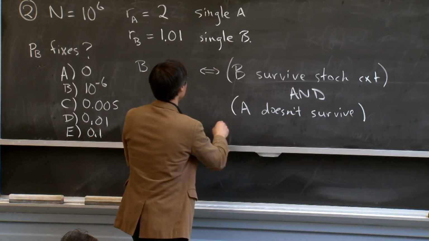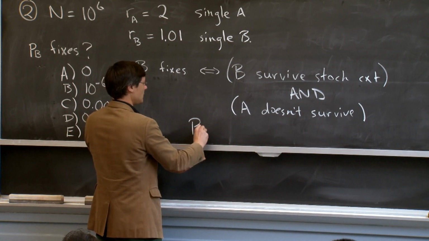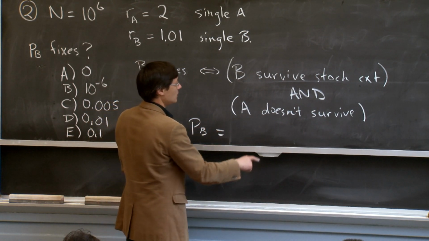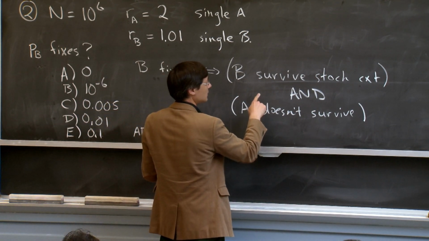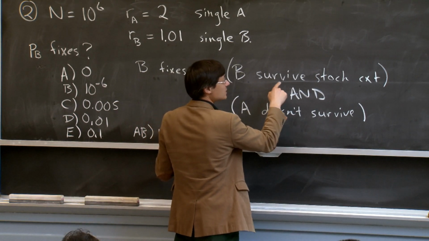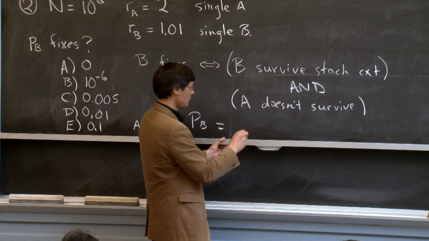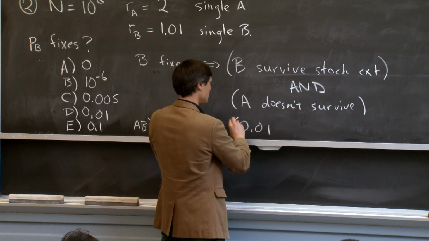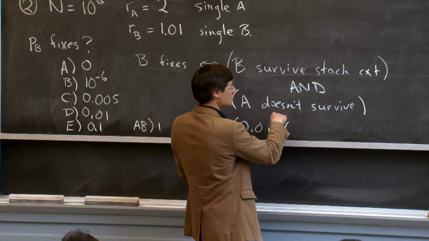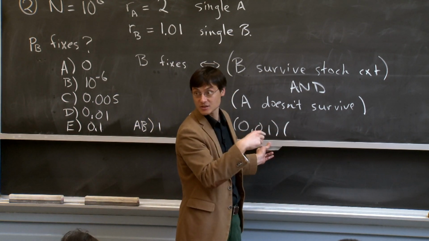All right, so that means that the probability that B fixes is going to be, well, the probability that B survives stochastic extinction is going to be 1%. Right? The probability that A survives is a half, so the probability that it doesn't survive is also a half.